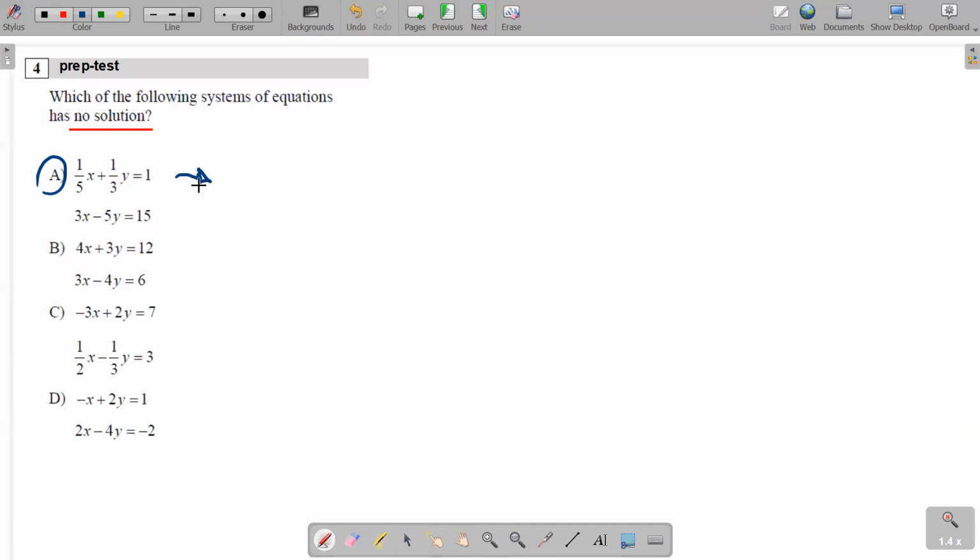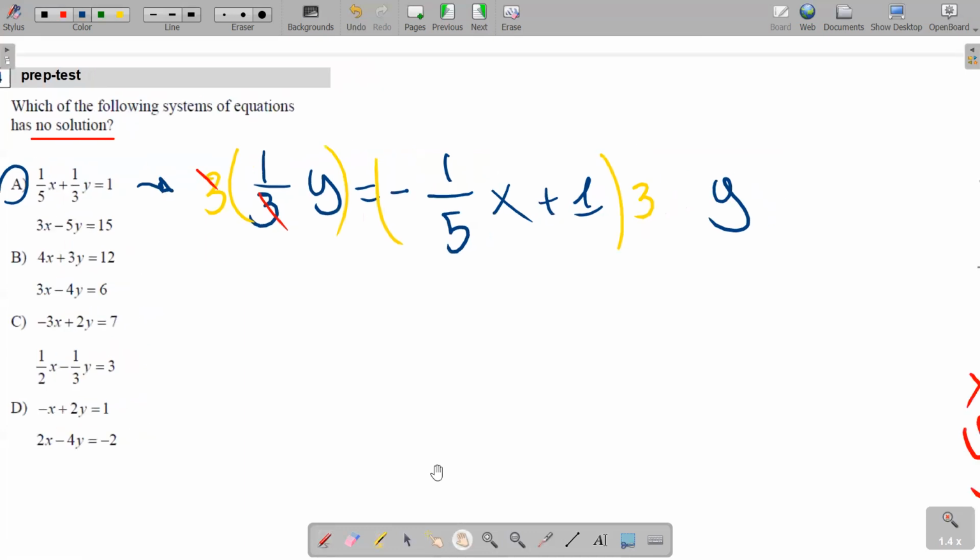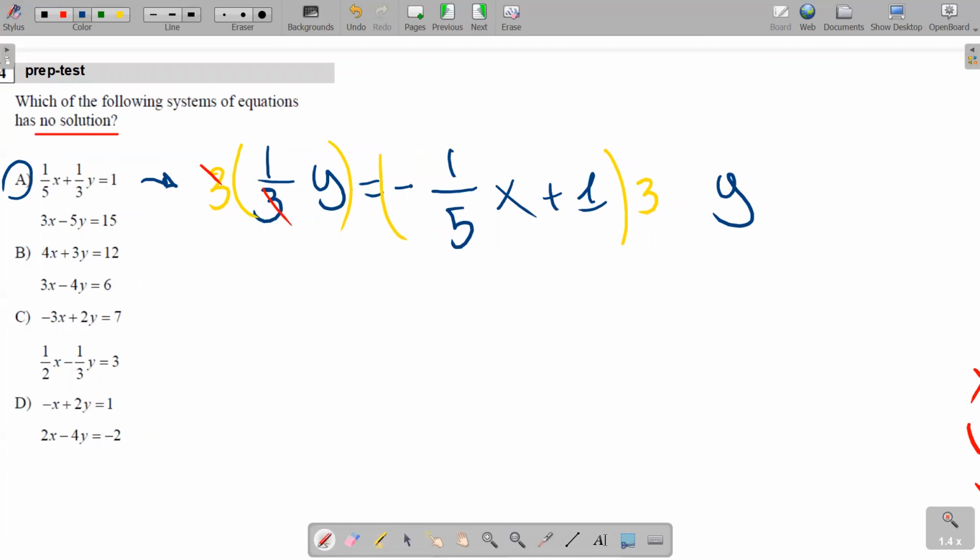The first equation is the following. I'm going to move the x to the other side. So now I'm going to have 1 over 3 y equal negative 1 over 5 x plus 1. And now I want to isolate my y. That means that I need to multiply by 3, the reciprocal. If I multiply by the reciprocal, the coefficient on y will go away. So I isolated my y successfully. And now I have y equal negative 3 over 5 x plus 3.